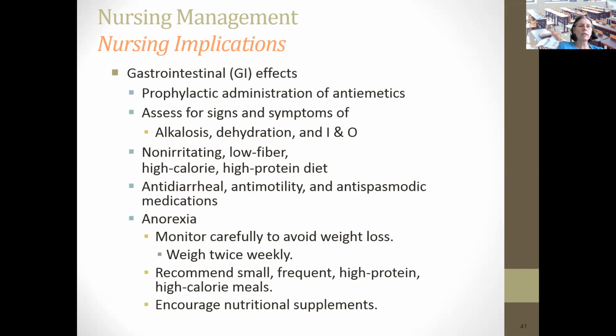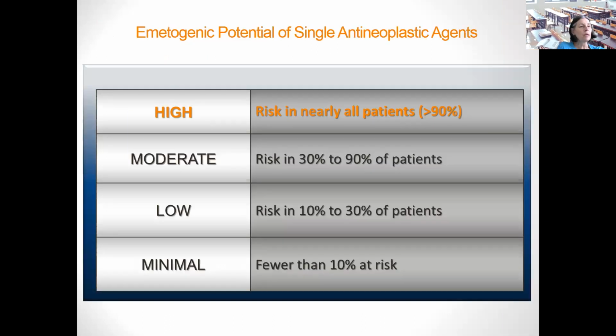If they're anorexic, if they've lost 5 to 10% of their body weight, we want to start putting them on a regular weighing protocol. And again, high protein, high calories, small frequent meals. Nutritional supplements, protein shakes as needed.